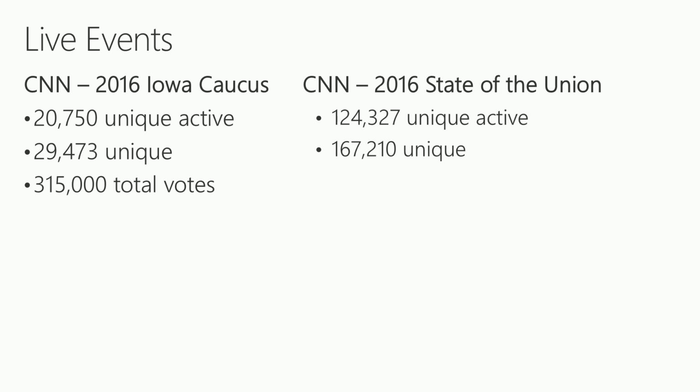For that event, we saw 124,000 unique active users and 167,000 total users. Those 167,000 users managed to vote just under 6 million times. With numbers this significant, we needed to ensure our architecture was highly performant and reliable.